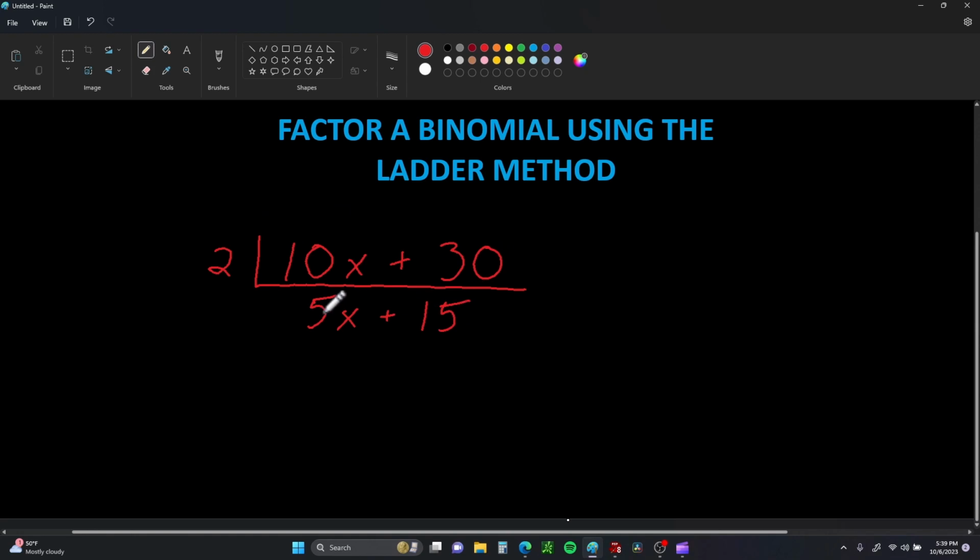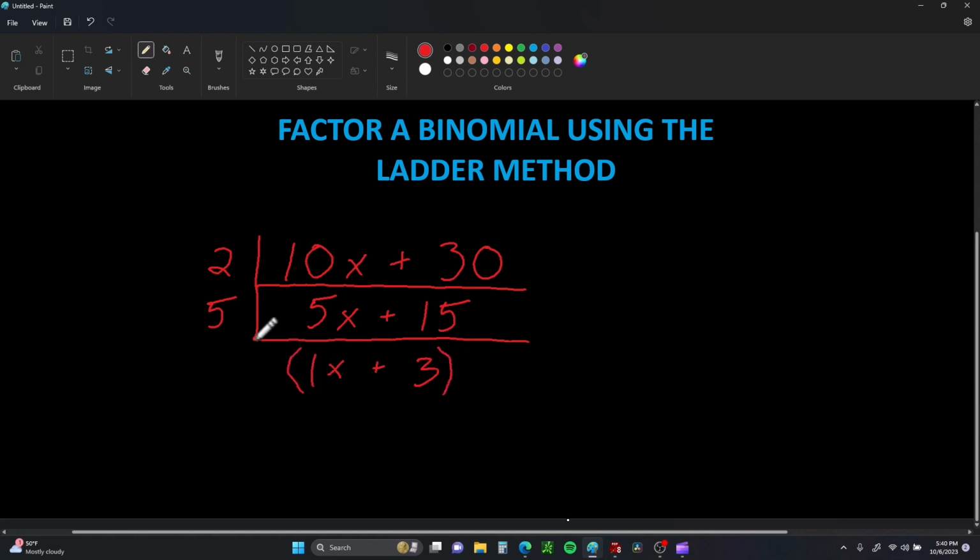I'm not done because when I look at this, I can see that I can still take out a 5 out of both of these. So I put the 5 over here, and now I'm going to divide. So I have 5x divided by 5 is 1x. Bring down the plus, and then 15 divided by 5 is 3. Well, 3 is a prime number. This is a unit number. I can't take anything else out.